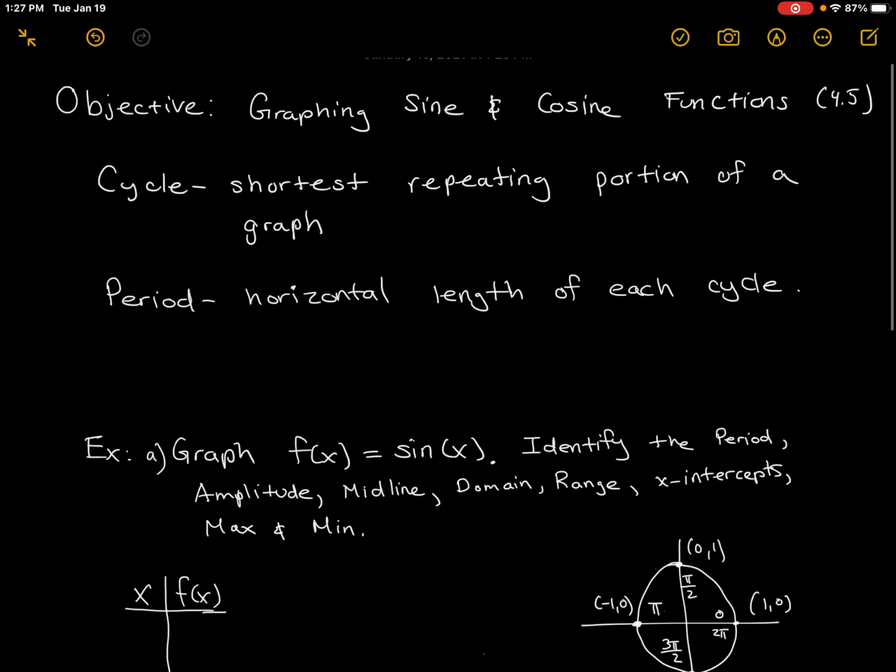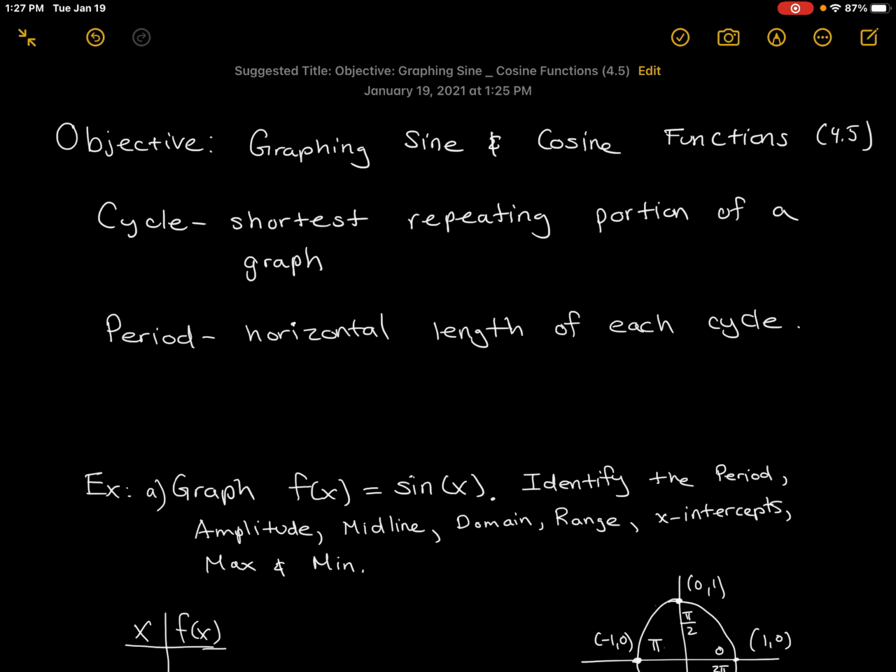Right, so let's take a look at how we graph sine and cosine functions. Before we begin, we're going to have to define a few terms. A cycle is the shortest repeating portion of a graph.